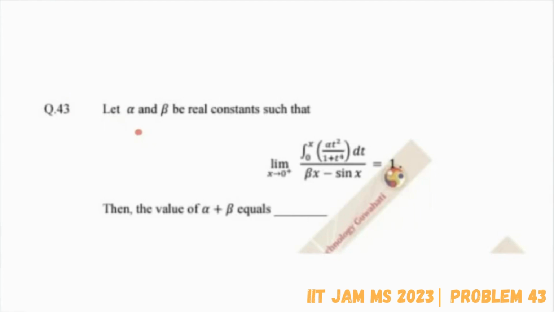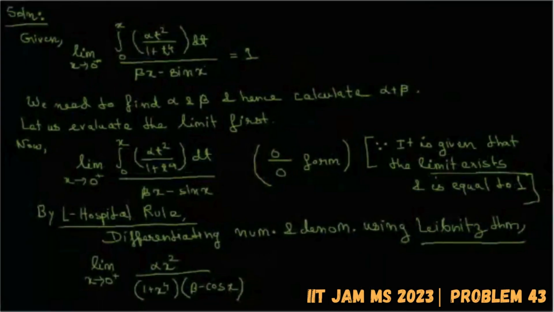Today we are going to solve this interesting problem of IIT JAM MS 2020. We are given alpha and beta real constants, and we are given that the limit as x tends to 0 plus of the integral from 0 to x of alpha t square by 1 plus t to the power 4 dt, divided by beta x minus sin x, is equal to 1. Then we have to find alpha plus beta.